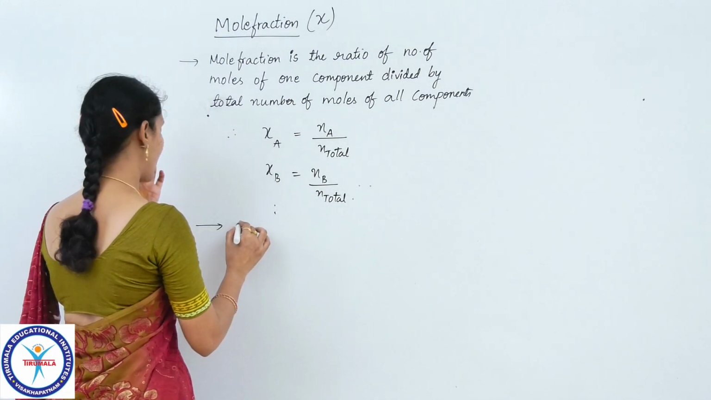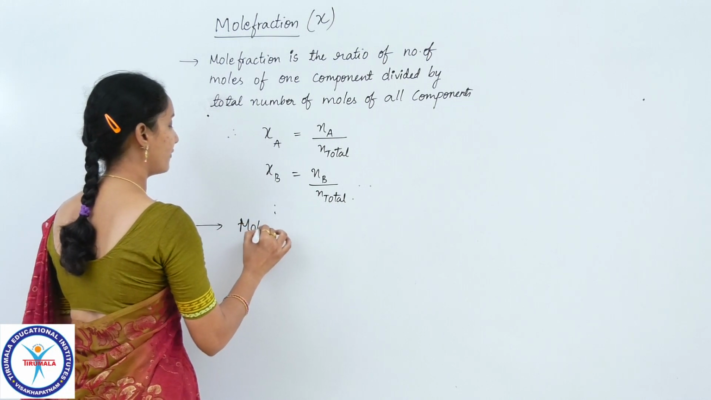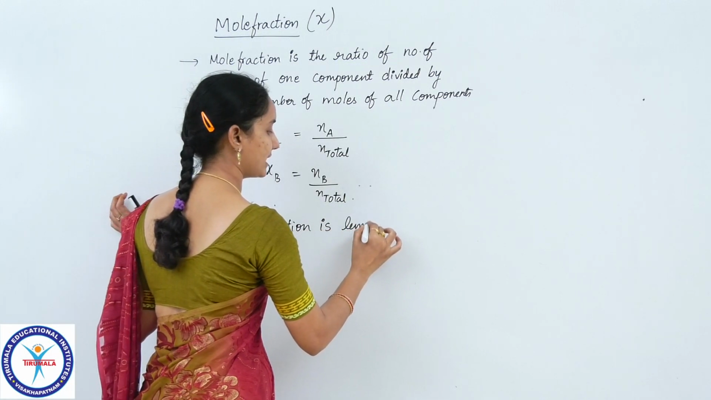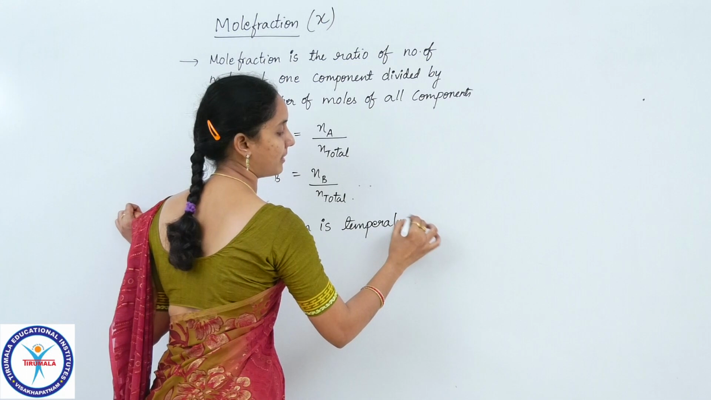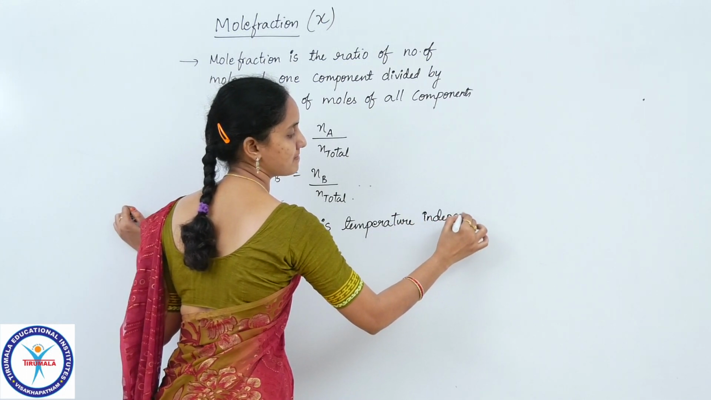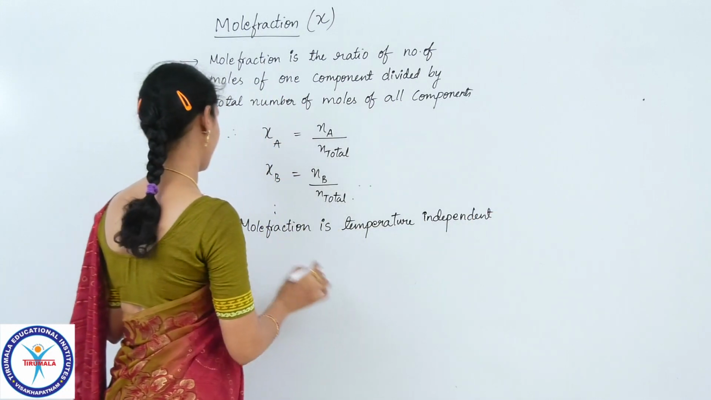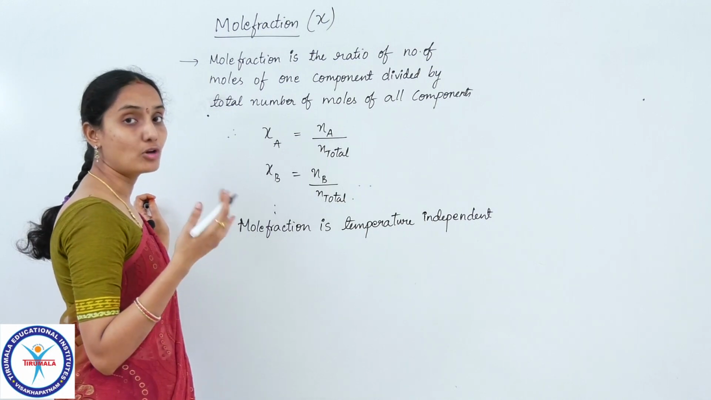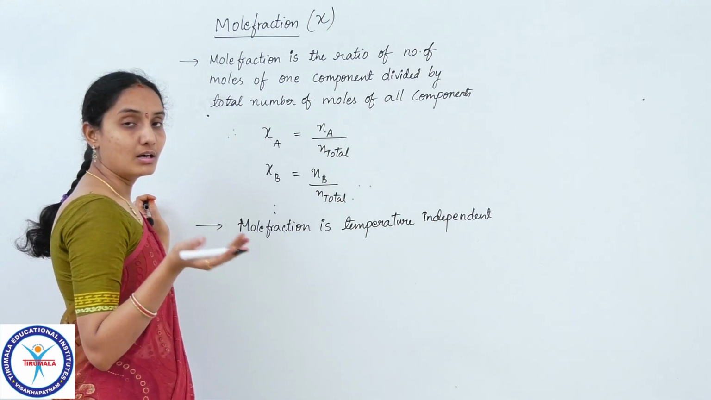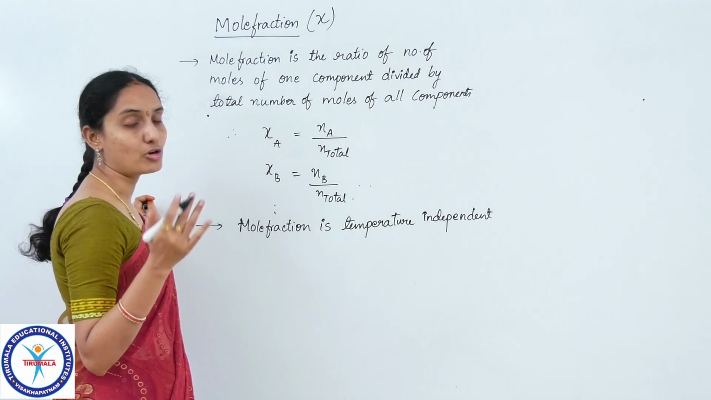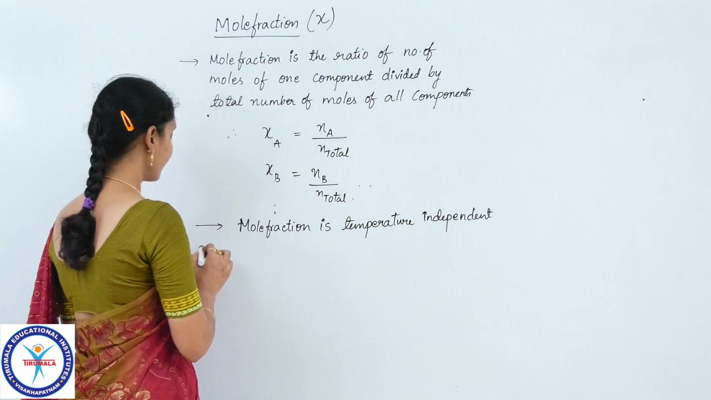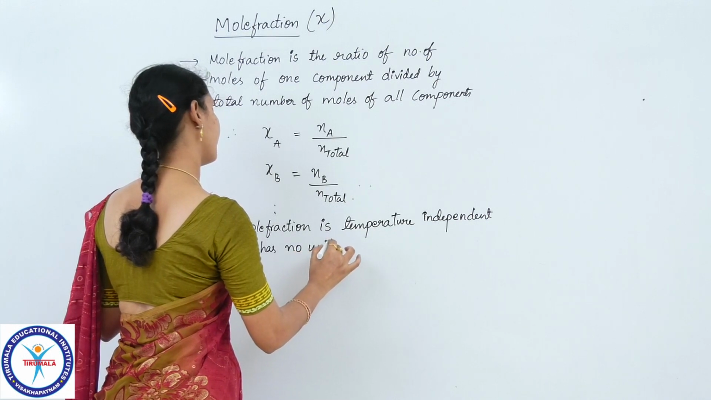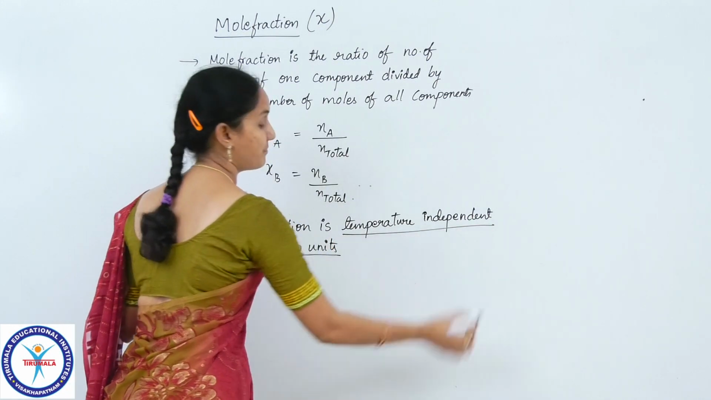The second important point you have to remember is mole fraction is temperature independent. It does not depend on temperature, like molality. Molality also does not depend on temperature. Molarity and normality will depend on temperature. And normality, if temperature increases, normality decreases, children. You have to remember that. And it has no units. So these points are very, very important.